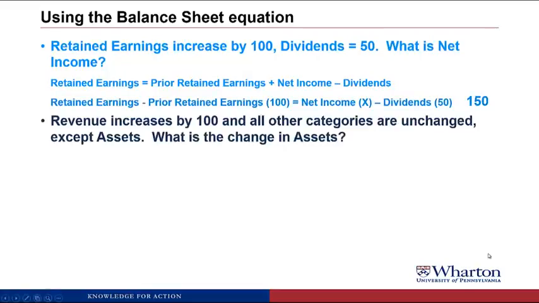Revenue increases by 100 and all other categories are unchanged, except assets. What is the change in assets?